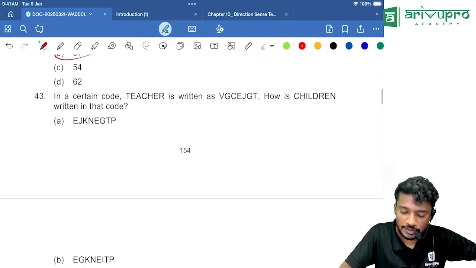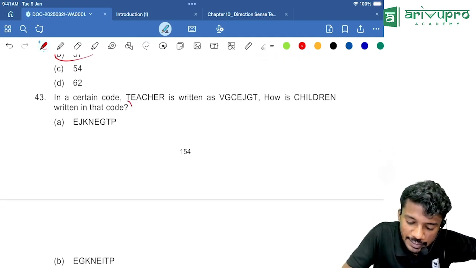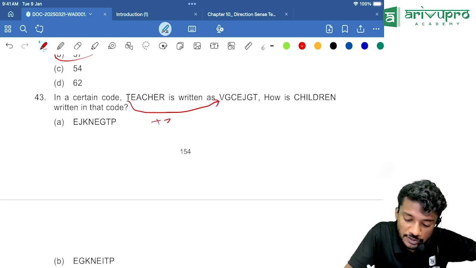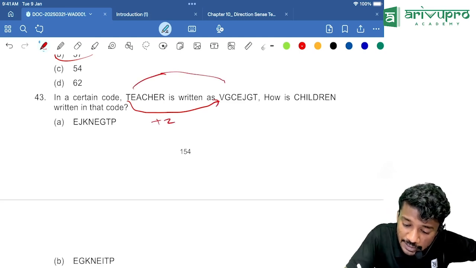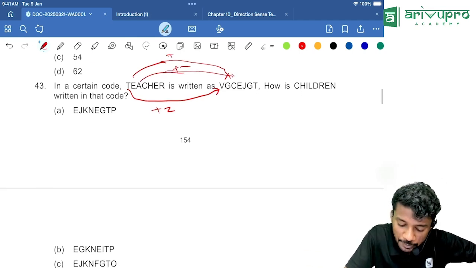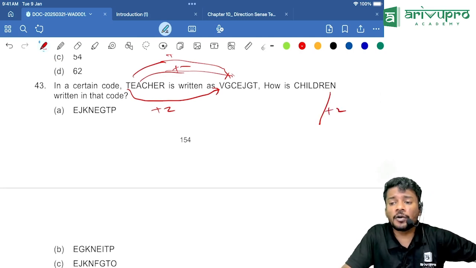This question, same question I think we did yesterday. What is happening? T is becoming V, meaning TUV, that is plus 2. E is becoming G, EFG, plus 2. A is becoming C, plus 2. Everything is plus 2. So, what will be the case? We will do it from N plus 2, how much is it?